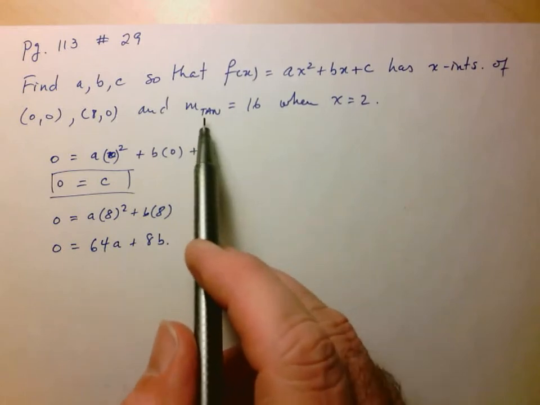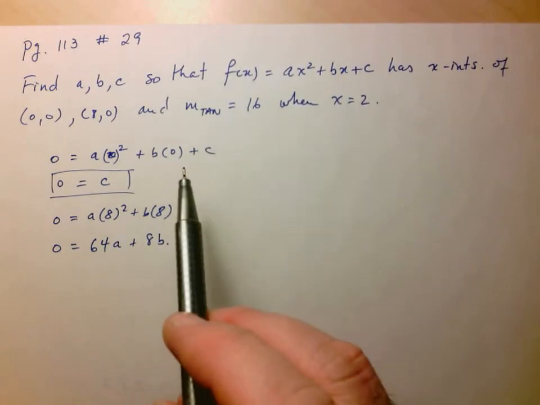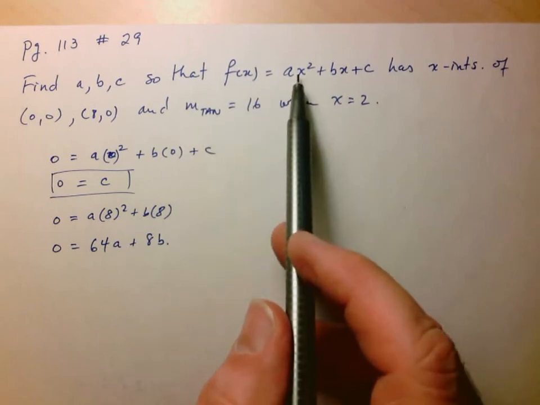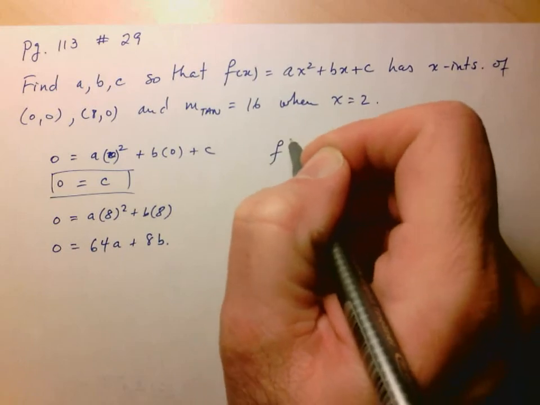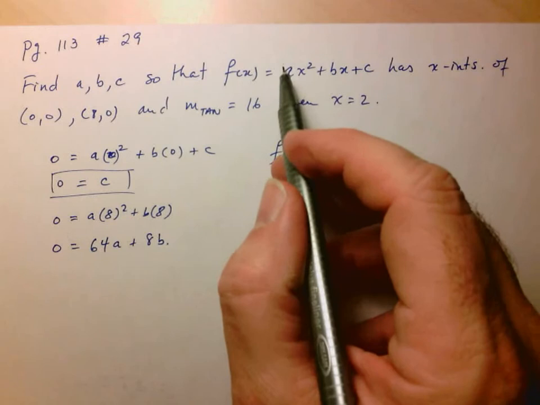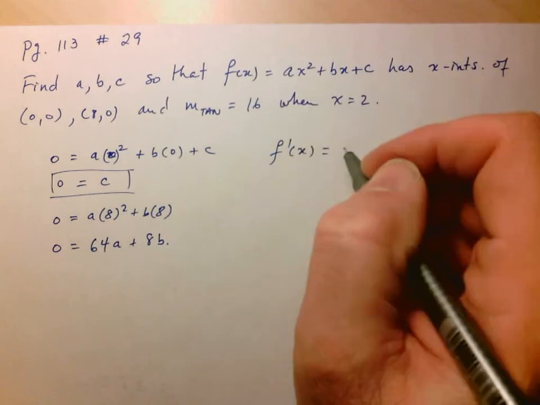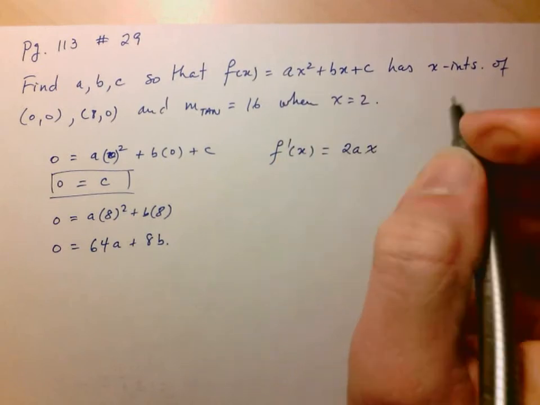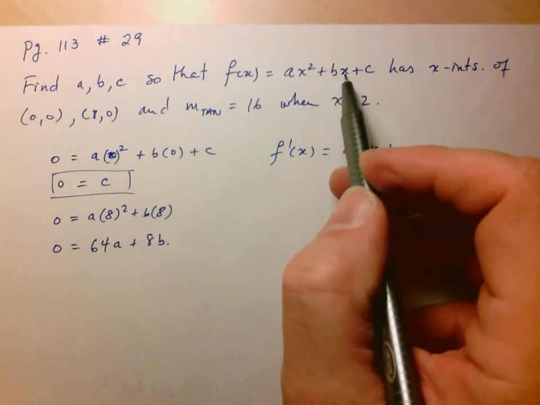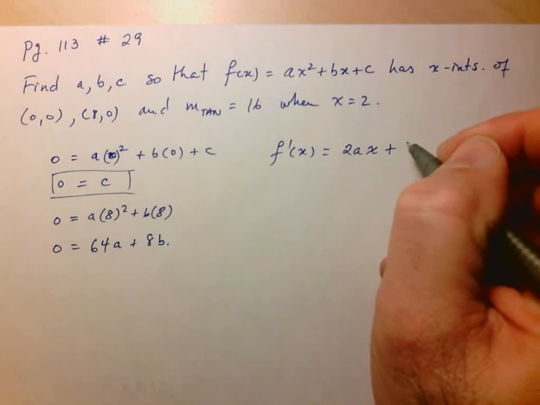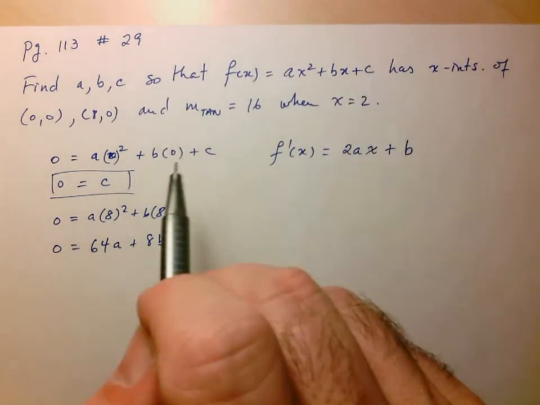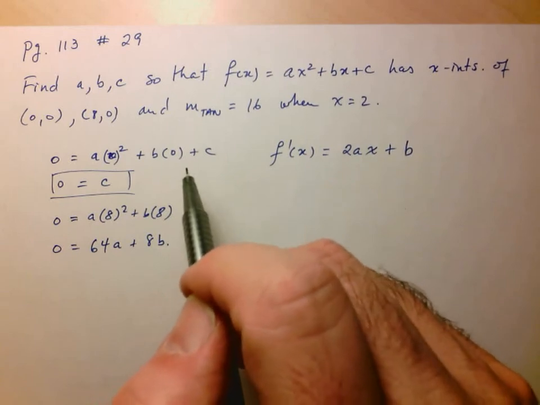They tell us that the slope of the tangent is 16 when x is equal to 2. But of course we know that the slope of the tangent is related to the derivative. So let me find the derivative of this function. a is just a constant, so a times 2x is just 2ax, plus b, again just a constant, times the derivative of x, which is 1, is b. Of course we know that c is 0 anyways, but even if we were taking the derivative of it, it would give us 0.